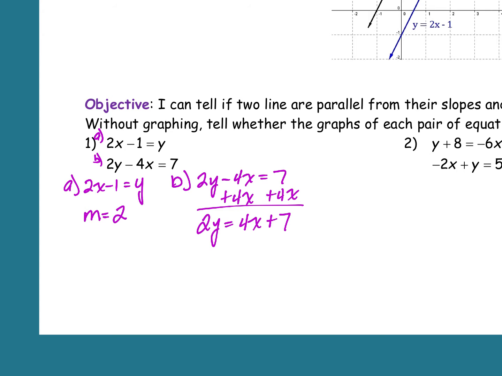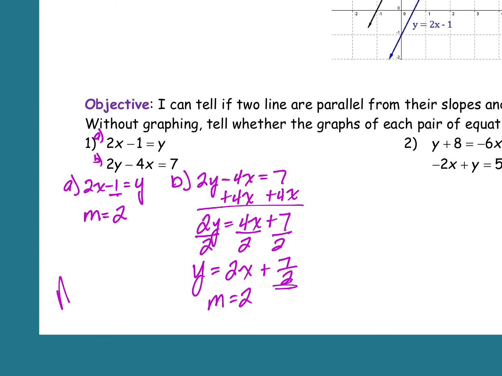And then what do I do? Divide by 2 everywhere. And I should get y equals what? 2x plus 7/2. So what's my slope of this line? 2. Are my slopes the same? Yes. Are my y-intercepts different? Yeah, because I have one at -1 and I have one at 7/2. So they're different. So these lines are parallel.